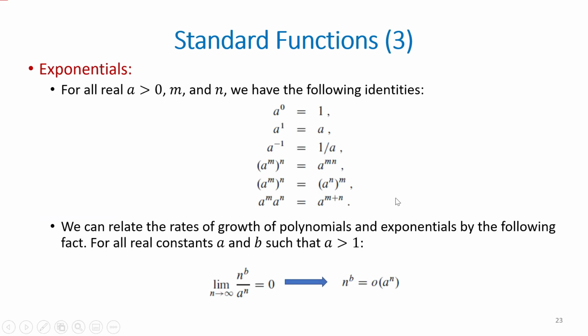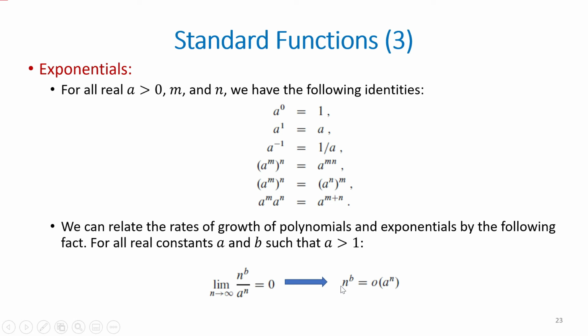We all know all about exponentials and their properties. So for any real value a greater than 0, m and n, we know that all these properties hold. If we want to relate the order of growth of polynomials, that means n to the power b, and exponentials, that is a to the power n, what we need to do is take the limit as n tends to infinity. And we see that this limit tends to 0.